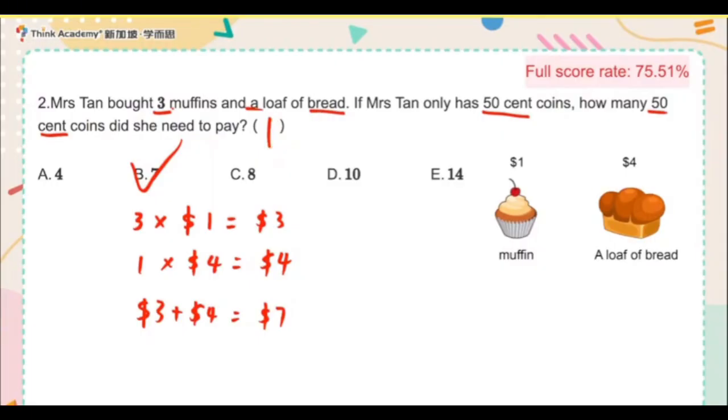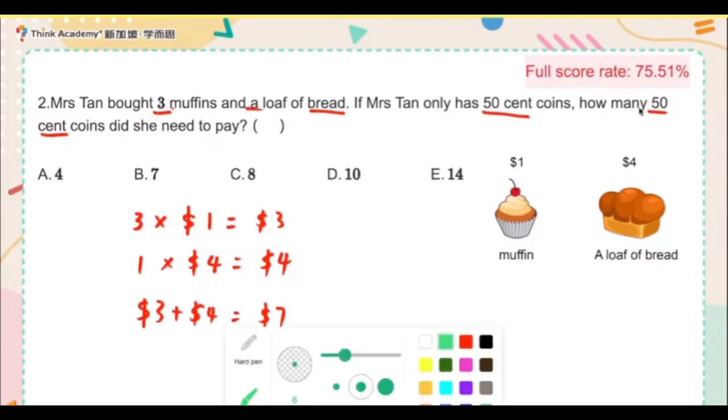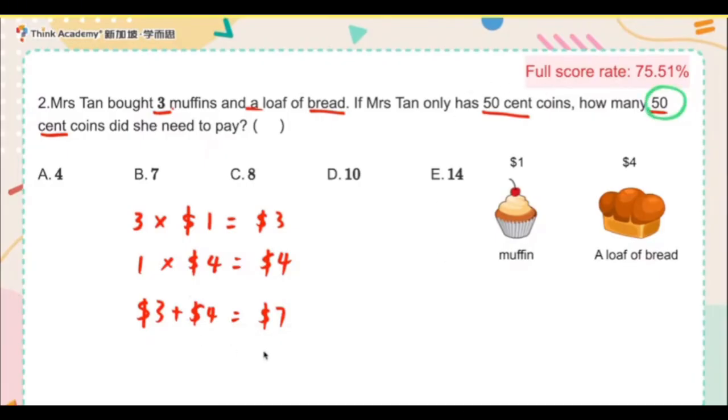Okay, actually, no, everyone. You can see, because this means we need to pay $7, but Mrs. Tan only has 50-cent coins, right? So you can see this time, how many 50-cent coins did she need to pay? So we can see $1 equals 100 cents. So if $1, that will be how many 50-cent coins? Yes, $1 will be 2 50-cent coins.